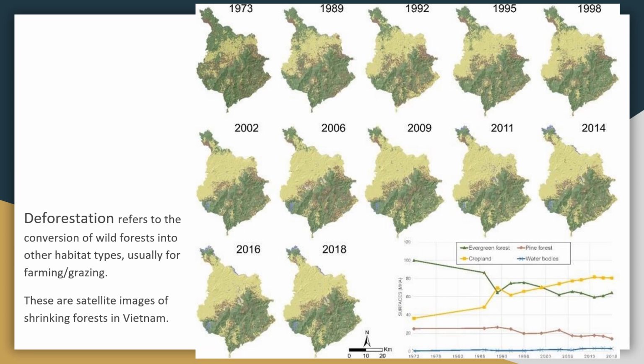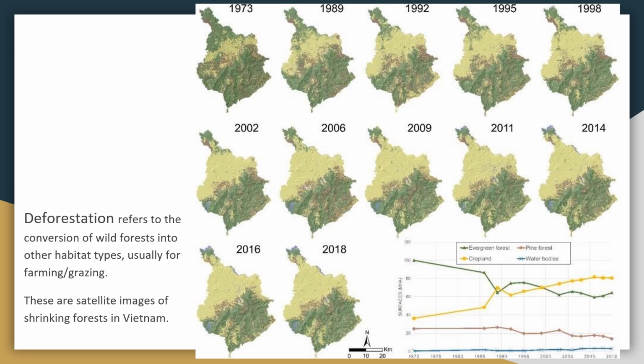A third manifestation of the Anthropocene is deforestation, which refers to the conversion of wild forests into other habitat types, usually for the purpose of farming or keeping grazing animals like cattle. So what you see in this image are satellite photographs of shrinking forests in Vietnam.